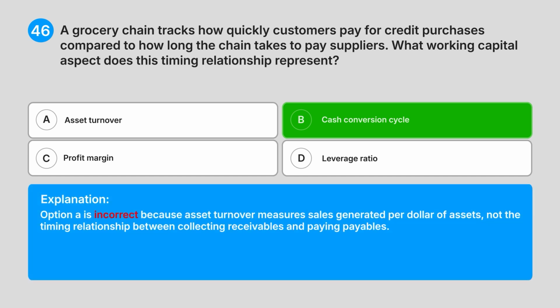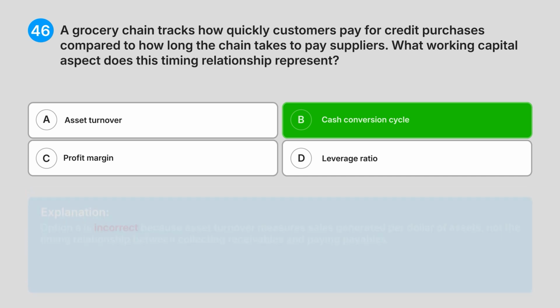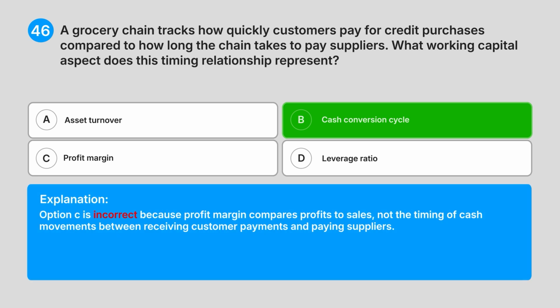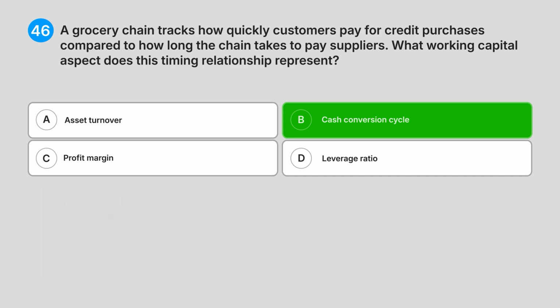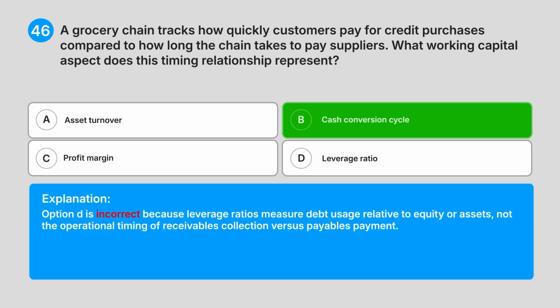Option A is incorrect because asset turnover measures sales generated per dollar of assets, not the timing relationship between collecting receivables and paying payables. Option C is incorrect because profit margin compares profits to sales, not the timing of cash movements between receiving customer payments and paying suppliers. Option D is incorrect because leverage ratios measure debt usage relative to equity or assets, not the operational timing of receivables collection versus payables payment.